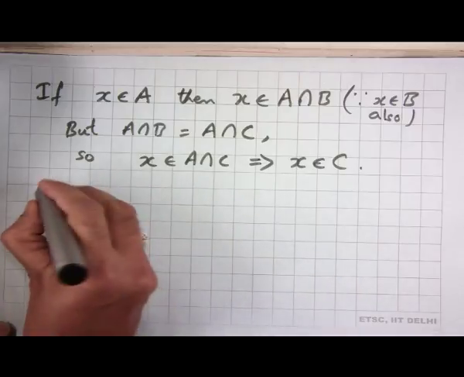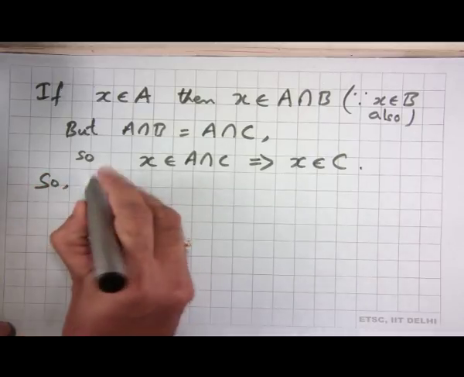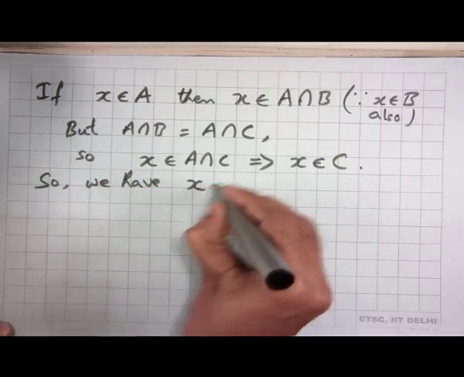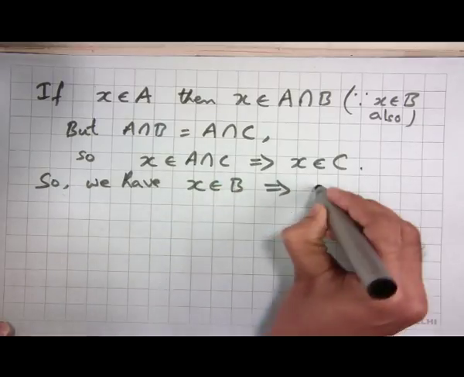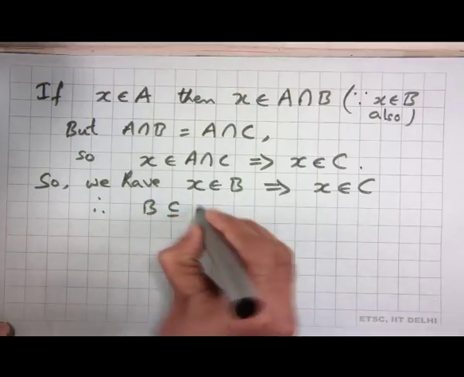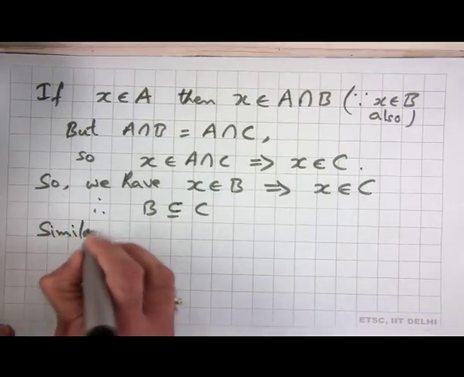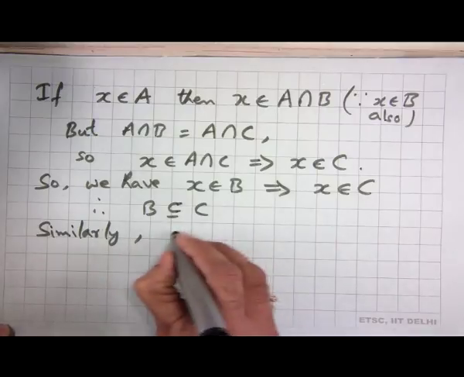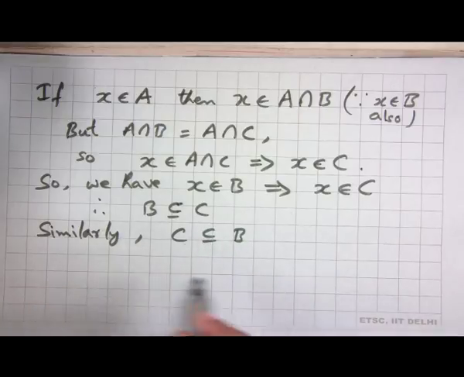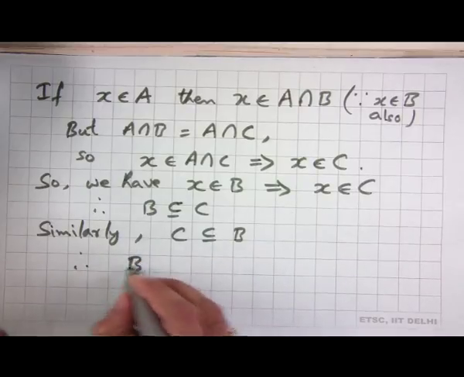So, in both cases we have x belonging to B implies x belongs to C. Therefore, B is a subset of C. And similarly, you can show that C is a subset of B. If you take any x in C, then by the same argument you show that it also belongs to B. This implies that B is equal to C.